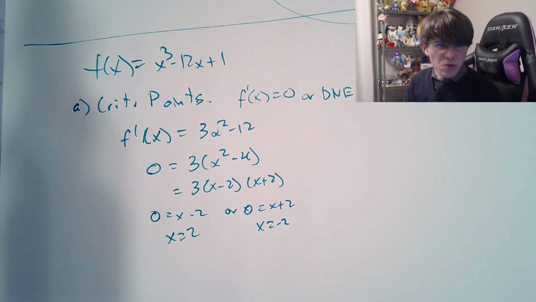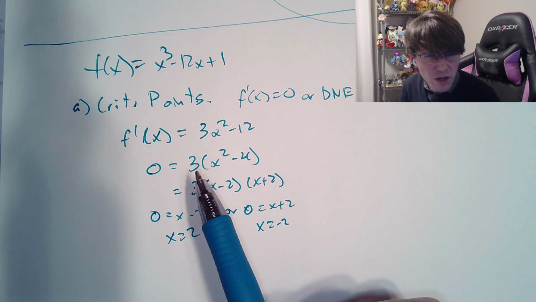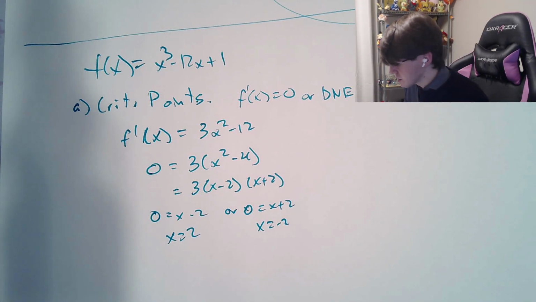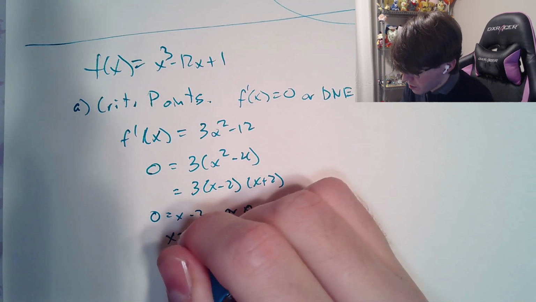You could have also done this one by adding 12 to both sides, dividing by 3, taking the square root, and remembering your plus or minus sign. That was also an acceptable way to do that question. Regardless, here are our critical points.